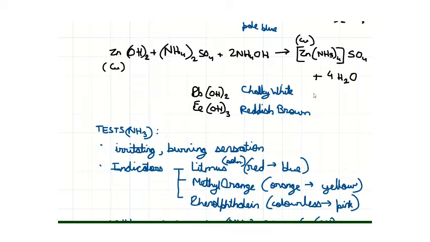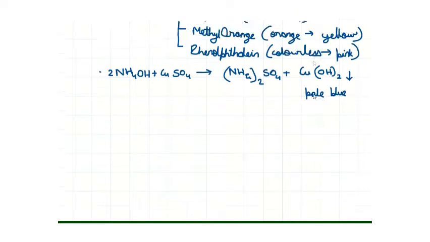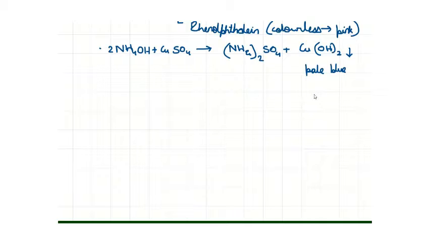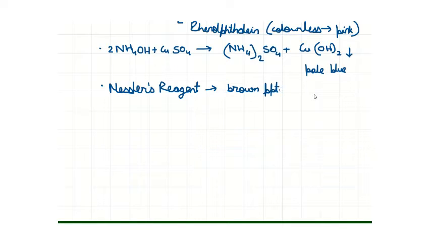Now, last but not the least, we can also test for the presence of ammonia using a famous compound called Nessler's reagent. When ammonia reacts with this, or when Nessler's reagent is added to a compound that might have ammonia, we get a brown precipitate, which is usually distinct for ammonia. Now, the formula for Nessler's reagent is potassium mercuric iodide, or K2HgI4.